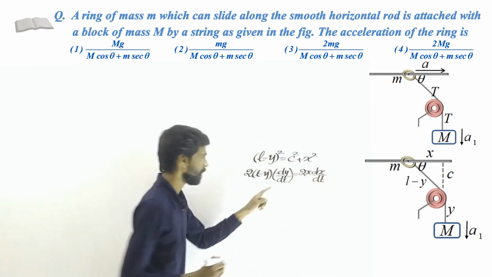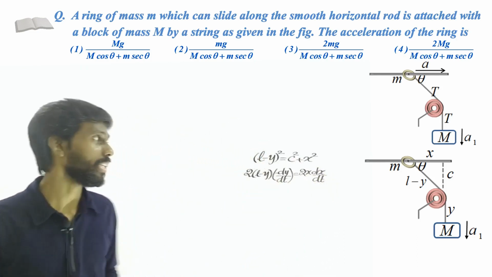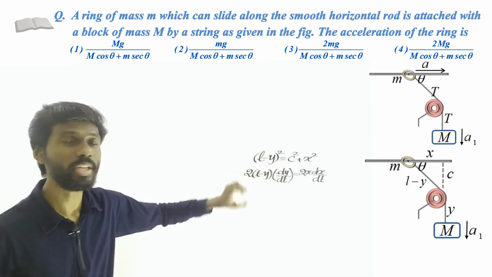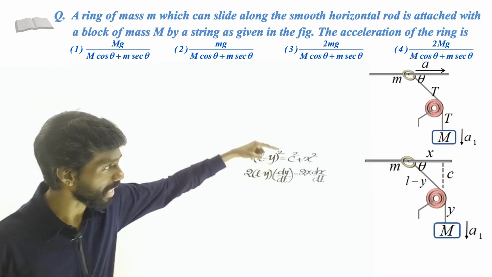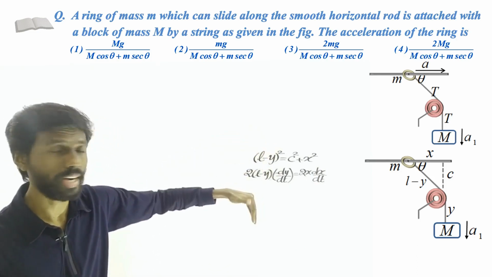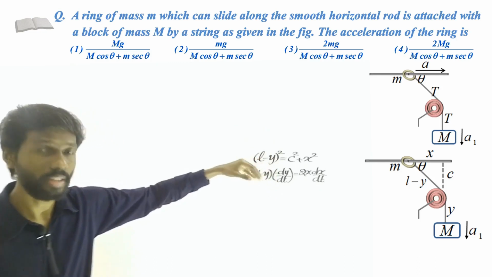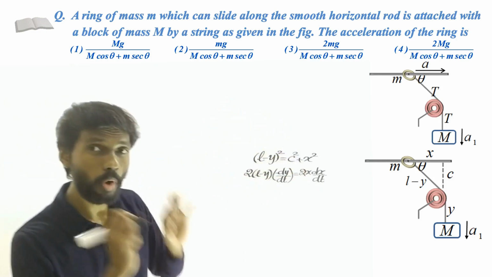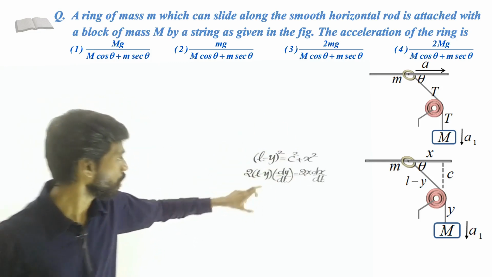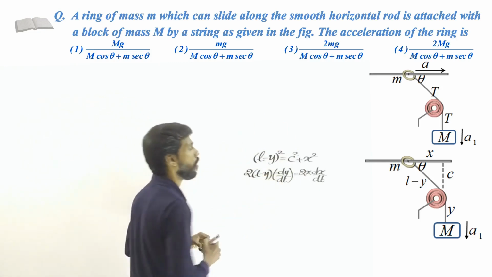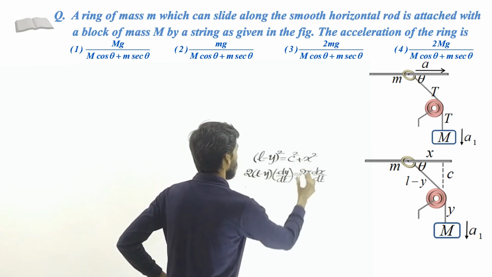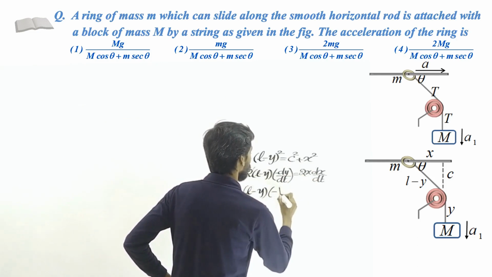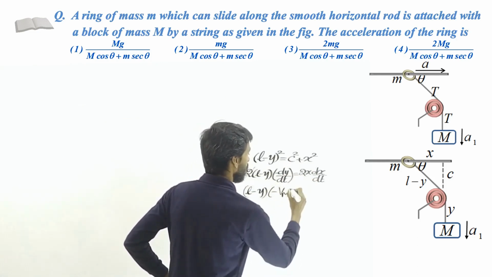But what is this dy by dt? It is the velocity of the block M, because as y increases, the block is moving downwards. So the velocity of the block M is the rate of change of y. So dy by dt is the velocity of the block M. The 2 can be cancelled. So that is L minus y, multiplied by minus of V, the velocity of the mass M.